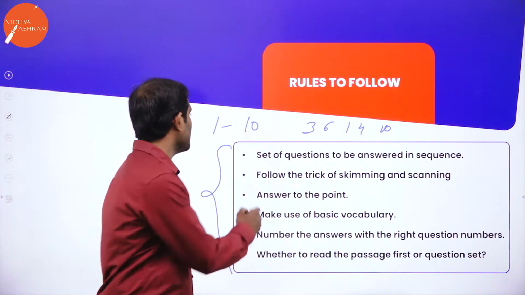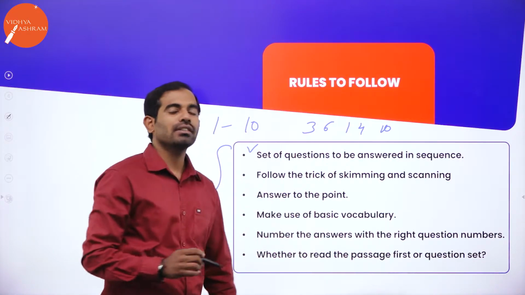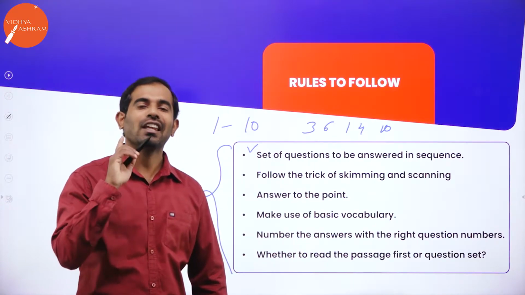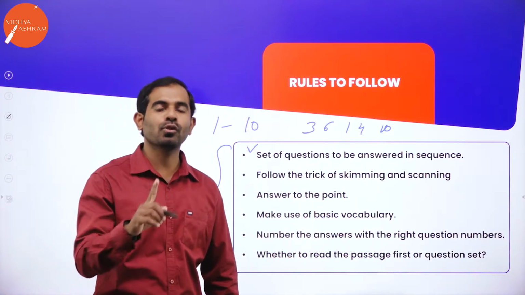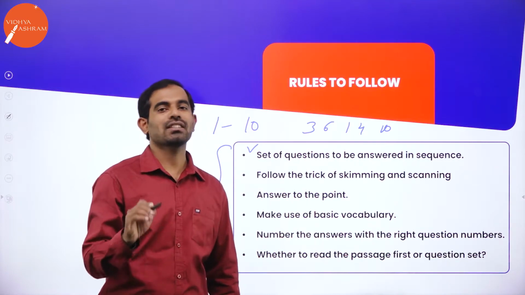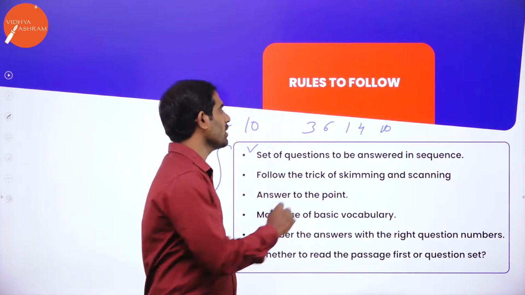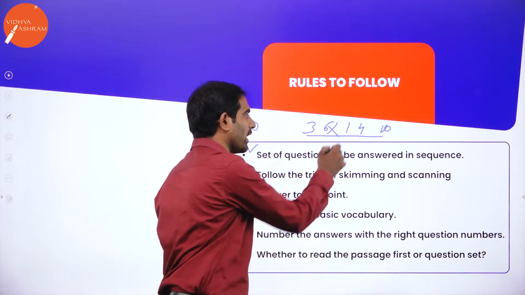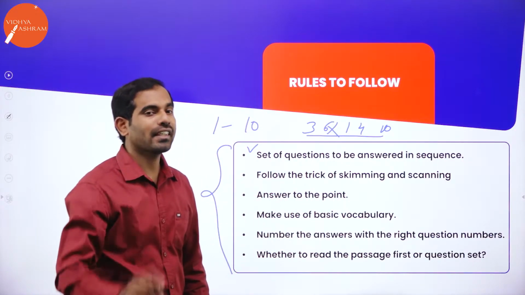Why? Because it is a mandatory rule that all the questions under the passage should be in one place and in sequence itself. You cannot change the sequence order. This is a wrong way, so don't do it. Be careful.